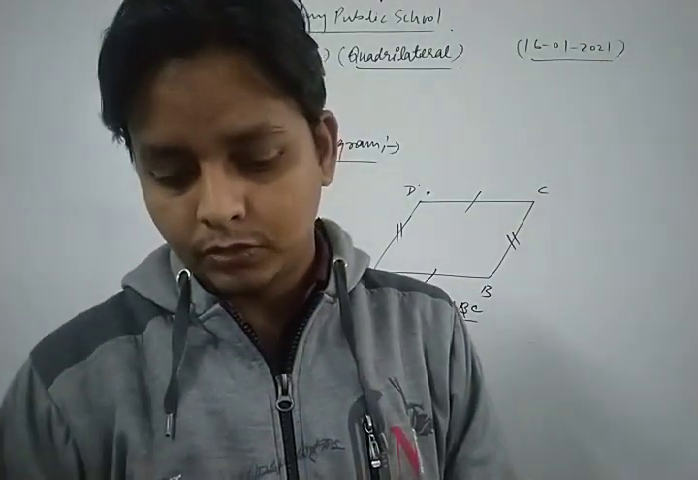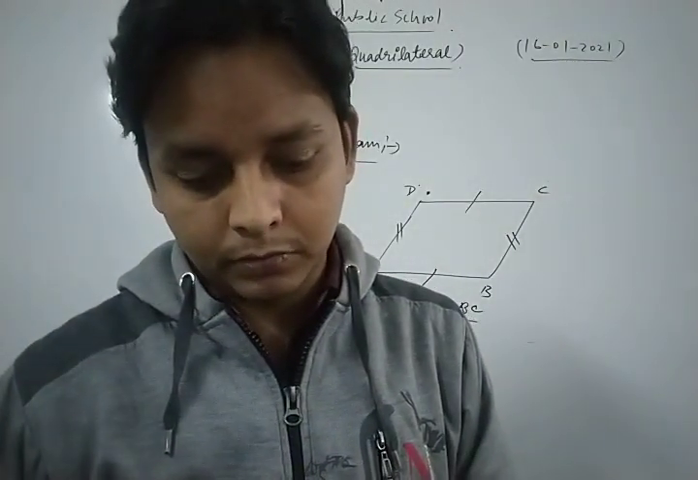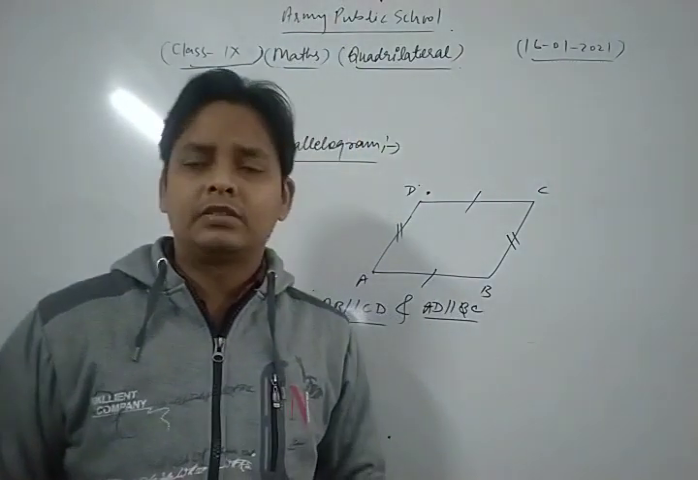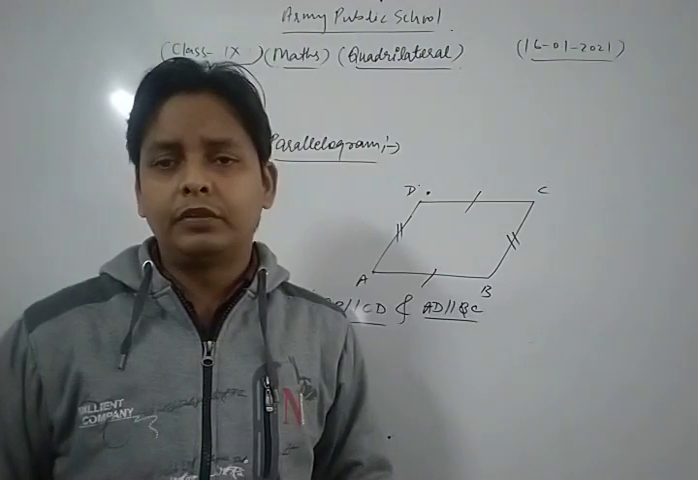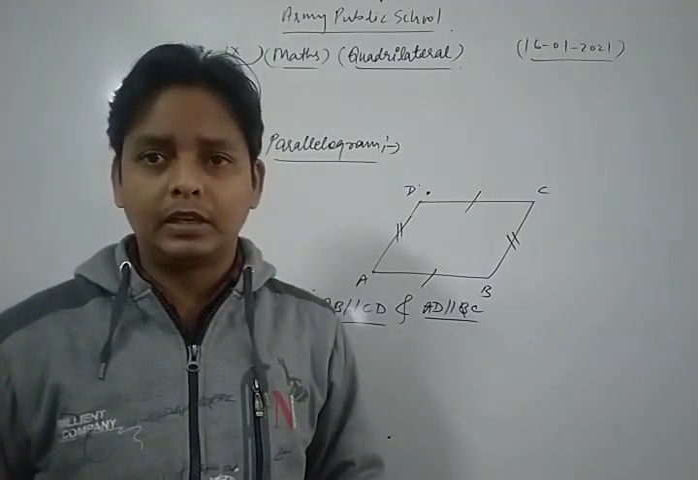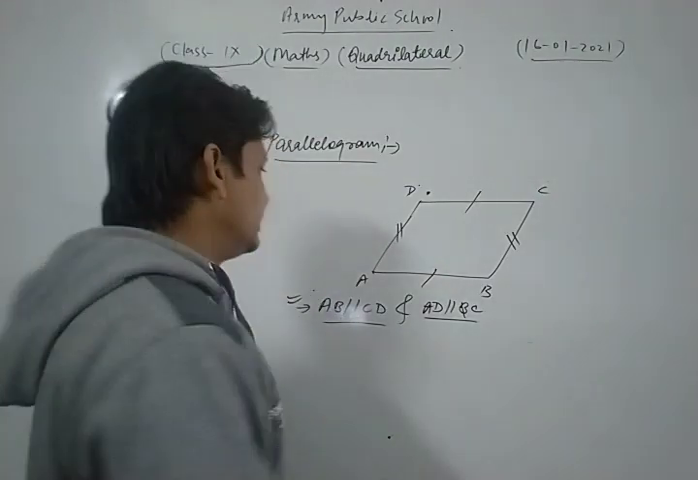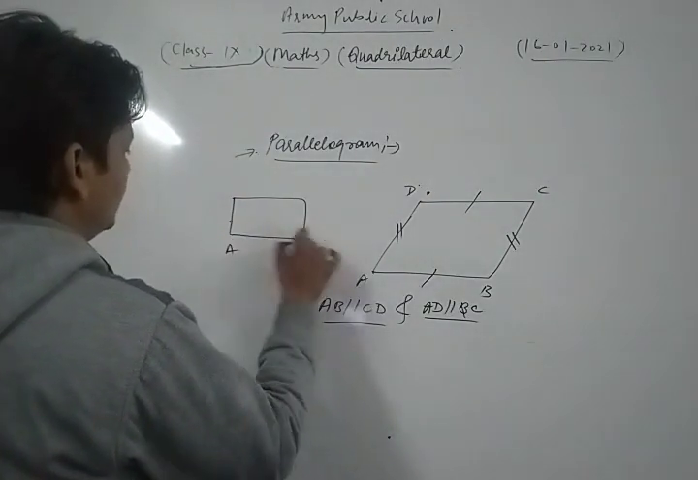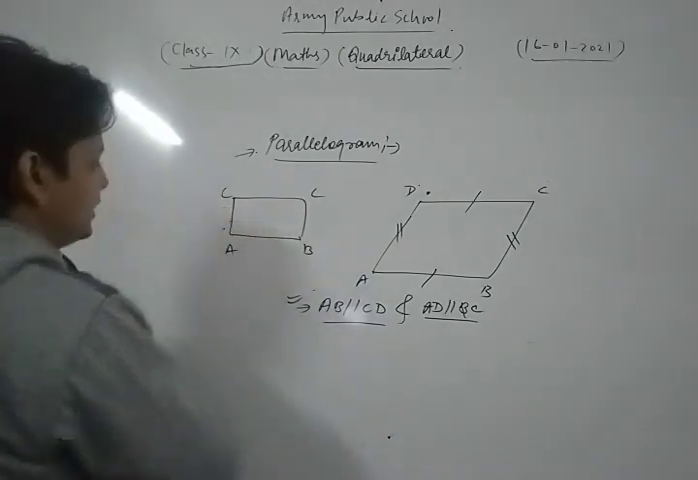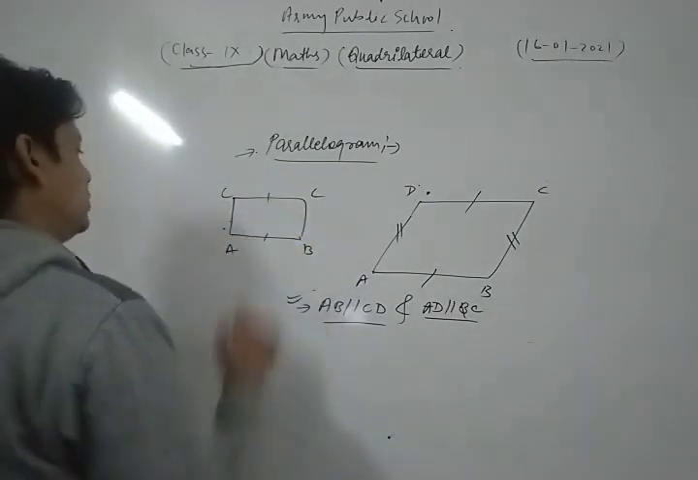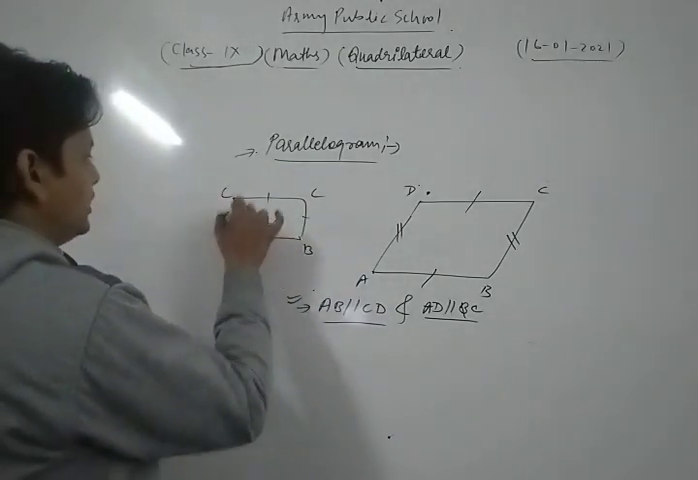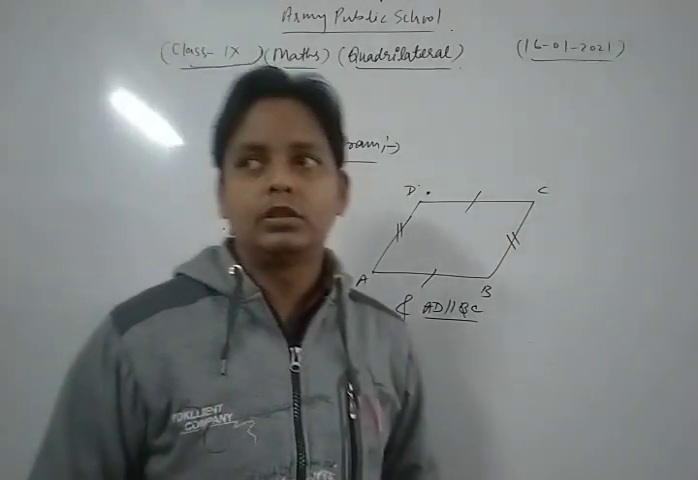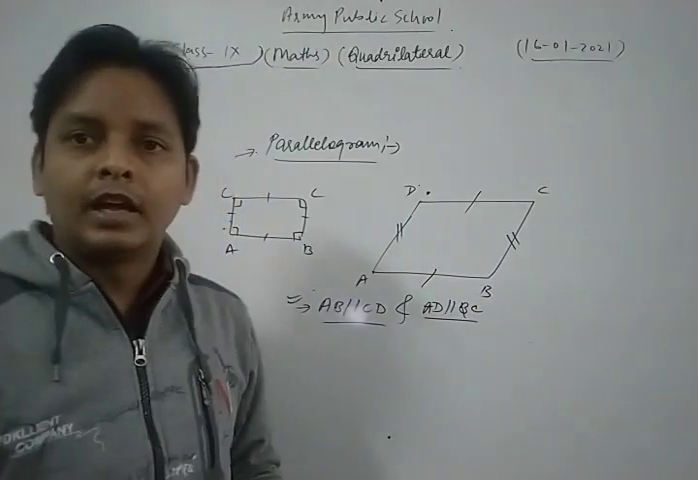Now, dear friends, we discuss the rectangle. You know that a rectangle is also a type of quadrilateral in which opposite sides are parallel and equal to each other and each angle is 90 degrees, in this way. ABCD is a rectangle in which opposite sides are equal to each other and each angle is 90 degrees. So it is said to be a rectangle.